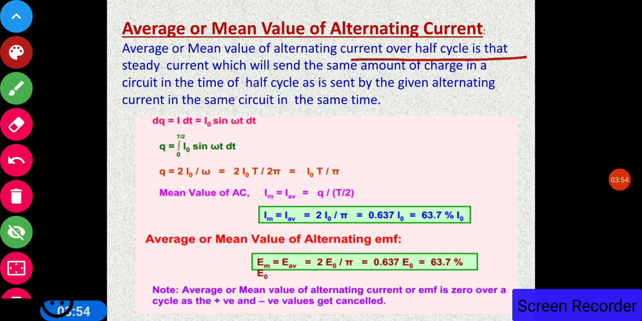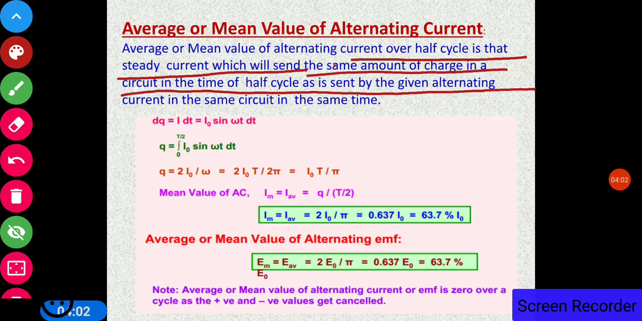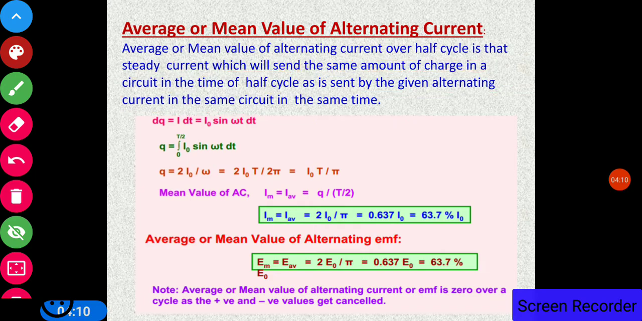So the average value or mean value over a half cycle is that steady current which sends the same amount of charge in a circuit in the time of half cycle as is sent by the given alternating current in the same circuit in the same time. So this is the definition of the average or the mean value of the alternating current. Now let us find the expression for it.